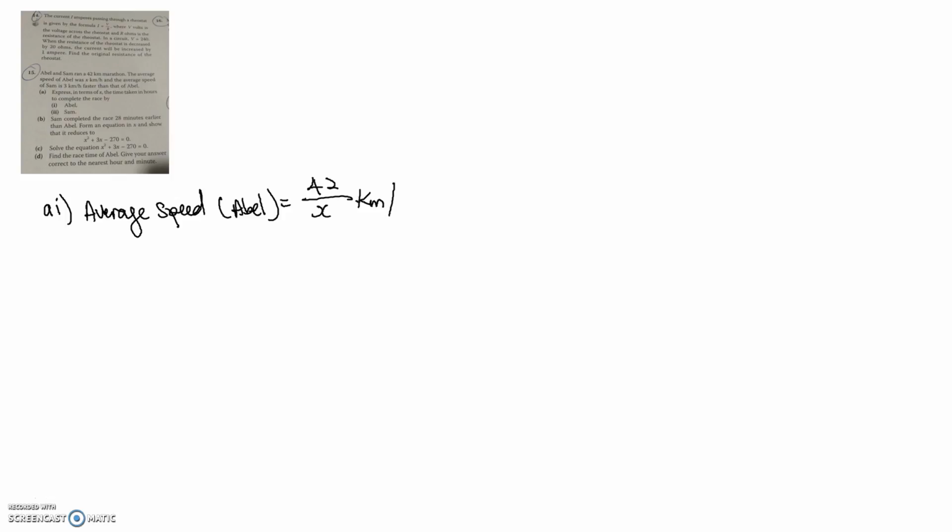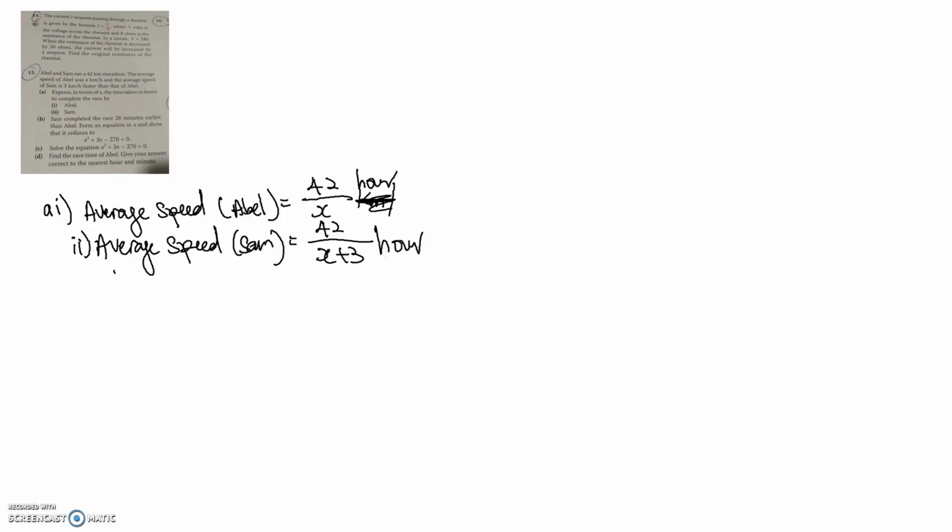Sorry, this is time taken, so it's not 42 over x km per hour, it's 42 over x hours. Okay, yeah, it's 42 over x hours. And similarly for part 2, the average speed of Sam is distance over time. Distance 42, same. He traveled 3 km per hour faster, so his speed is x plus 3, and he took 42 over x plus 3 hours.